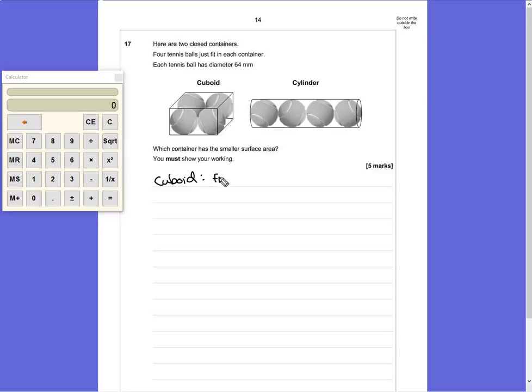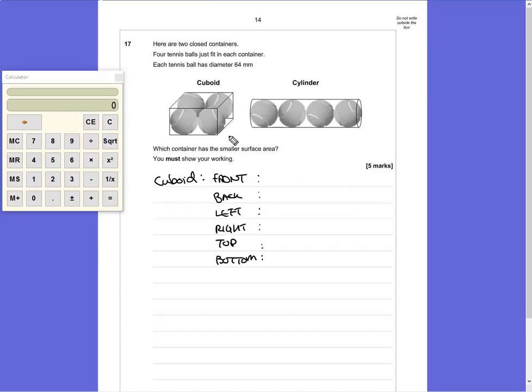I personally prefer to call these the front and the back, the left and right, and the top and bottom. These are just descriptive ways to name the different faces of the cuboid, so I know which one I'm trying to work out and make sure I don't duplicate anything.